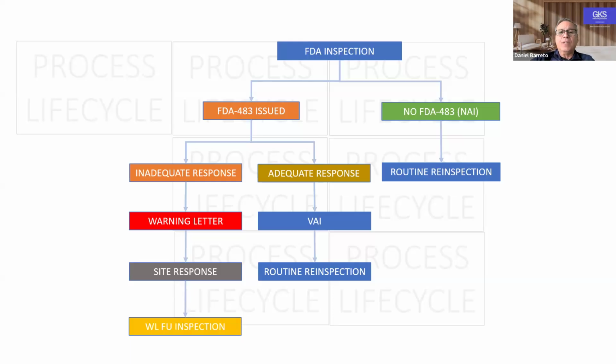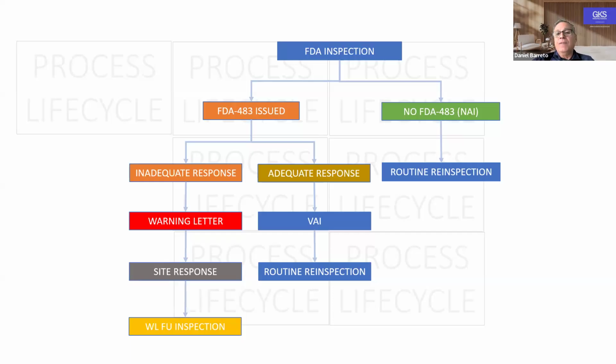Now, if you do get a 483, two things are going to happen immediately: either you put together an adequate response or you don't. To put together an adequate response, you will have to have a very good understanding of the concerns from the inspector, and then how your response is going to address those concerns. That means you explain, you propose corrective actions. Those corrective actions indicate that you understood the concerns from the agency.